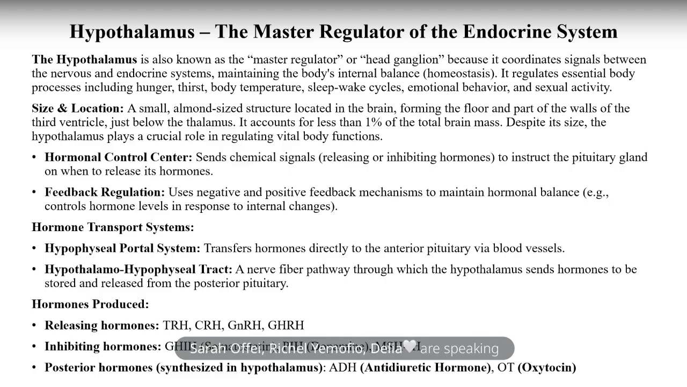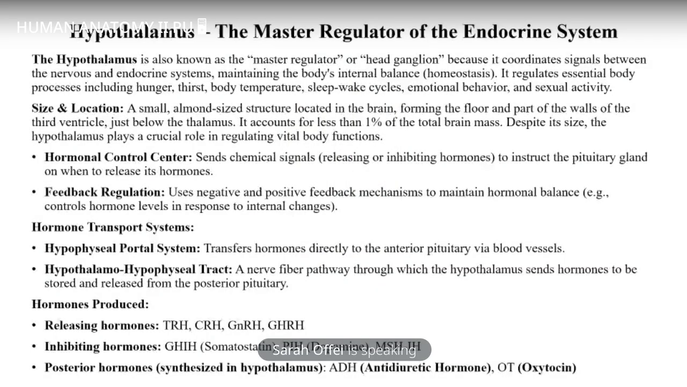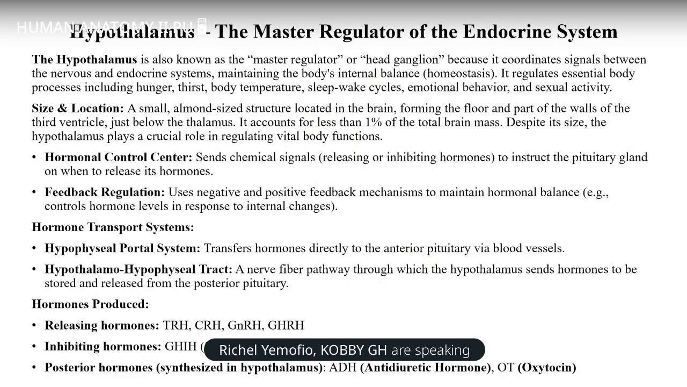It communicates with the anterior pituitary through the hypophyseal portal system, which is through the blood vessels. Yes, through blood vessels. And how about the posterior pituitary? It communicates with the posterior pituitary through the hypothalamo-hypophyseal tract, through nerves, which is a nerve transport. Good.